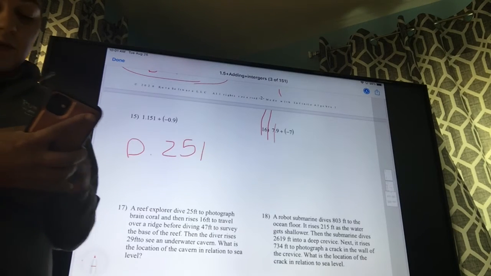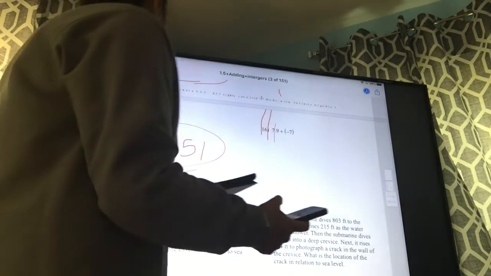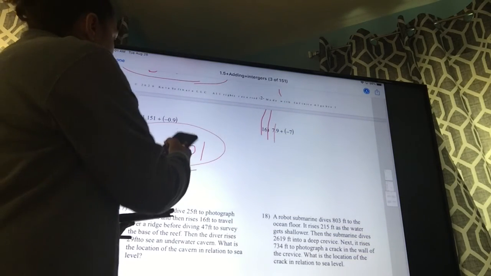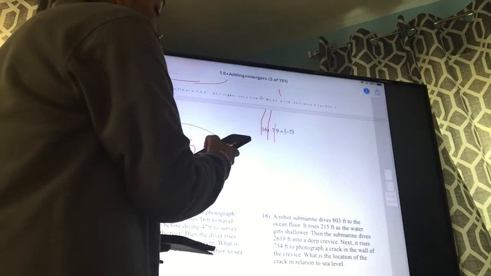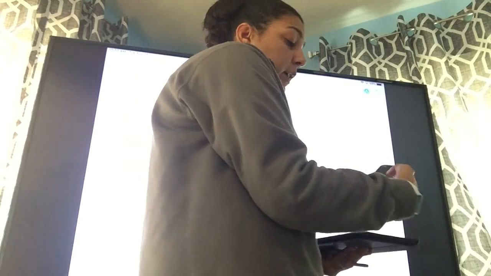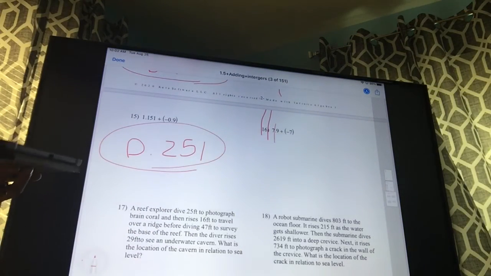0.251. Okay, so try that one on your calculator and make sure you got the same. Okay? And I know it seems simple, but people forget to put the negative after they put that. So 1.151 plus 0.9, and then you got to hit that plus minus button. Okay? And then hit equals. If you don't, you're not going to get the right answer. Okay?